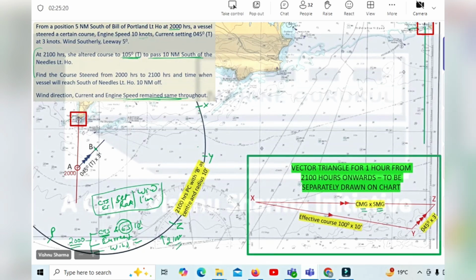Where is this CMG going to take me through? CMG is going to take me through this point C, which is 10 miles south of Needles. He says at 2100 hours, she alters course to pass 10 nautical miles south of Needles Lighthouse. That means this CMG and SMG will take me through C. Yes or no, beta? Am I right? Correct? Yes, sir. So what have I done? I've drawn the CMG through C.